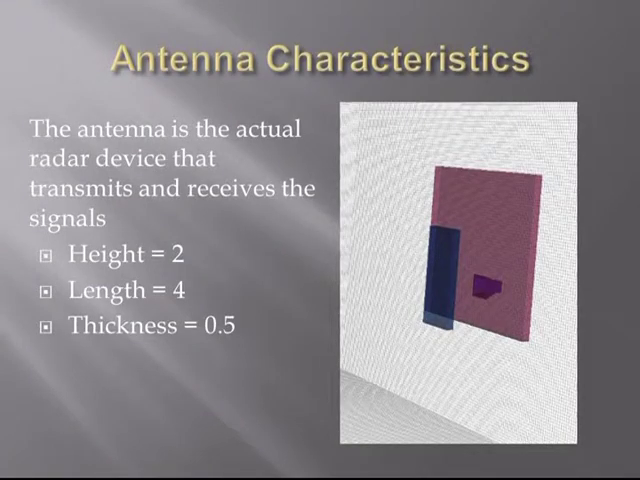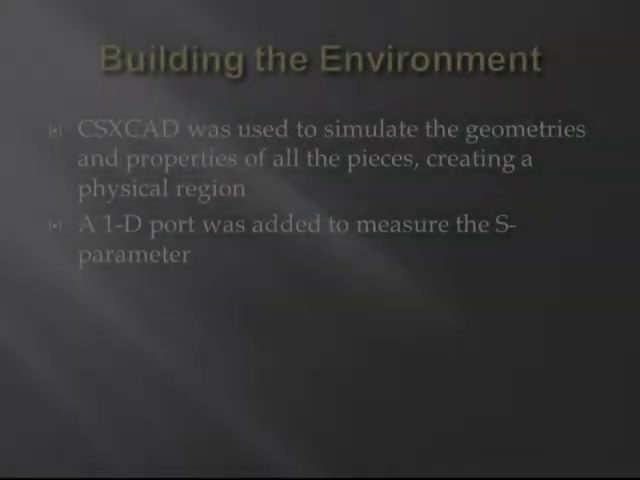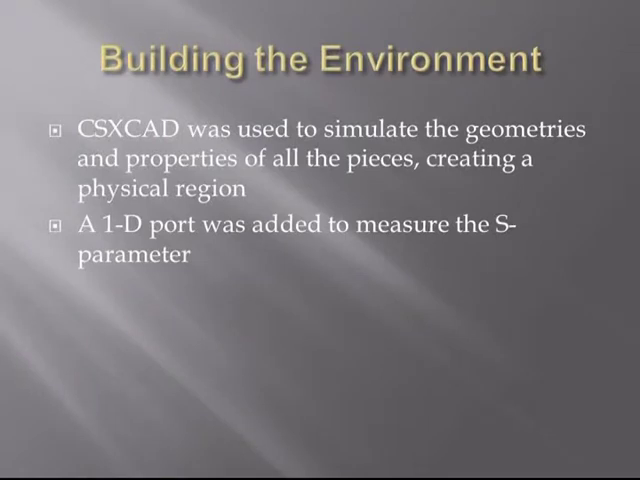Our antenna, in this picture the small purple structure, is the actual radar device that transmits and receives the signals, with values chosen by us in order to try and approximate something realistic. The size of the simulation was large enough to allow energy within the system to not be constricted and to operate naturally. CSXCAD was used to simulate the geometries and properties, which allowed us to create a physical region. A 1D port with a 50 ohm feeding resistance and a current and voltage probe was added to measure the S parameters.